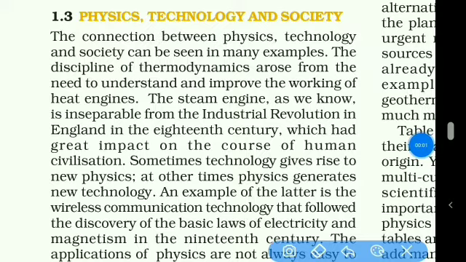Hello students, in today's lecture we are going to study topic number 1.3, physics, technology and society.